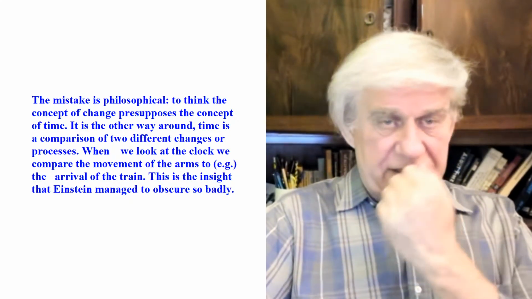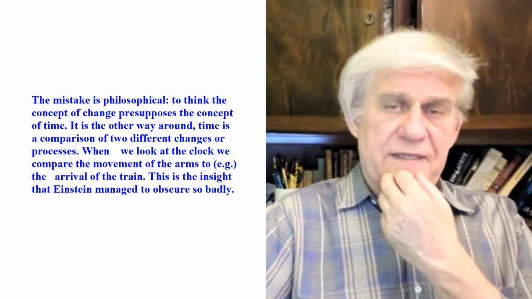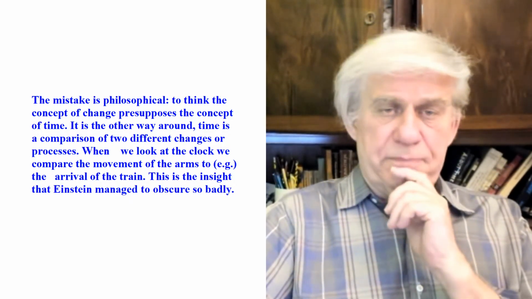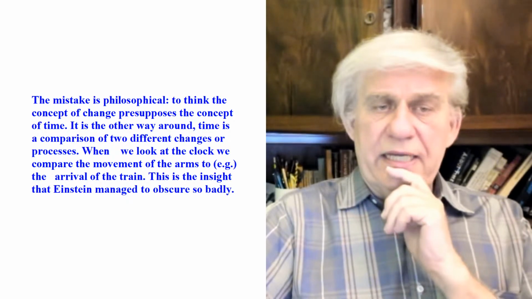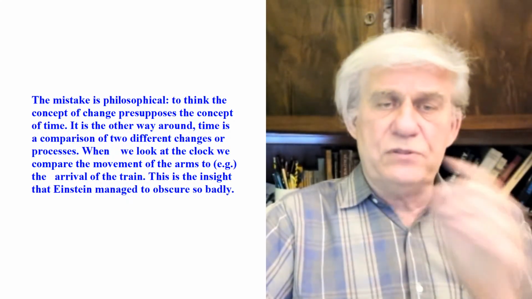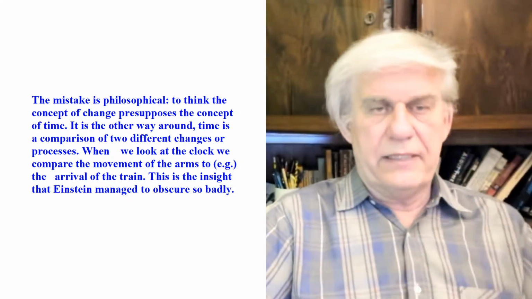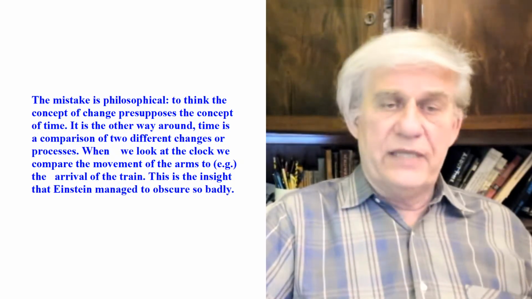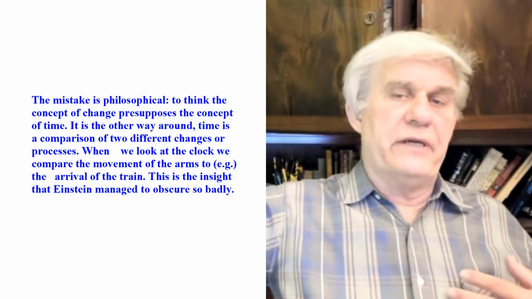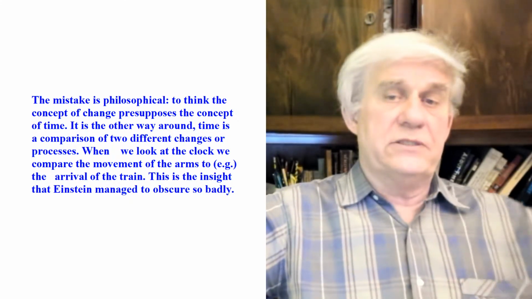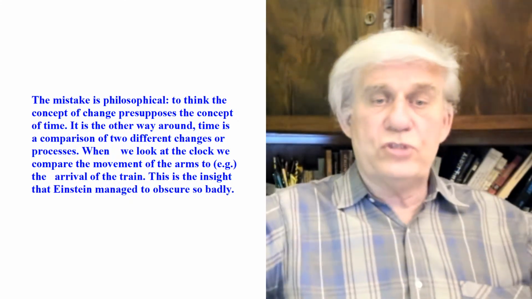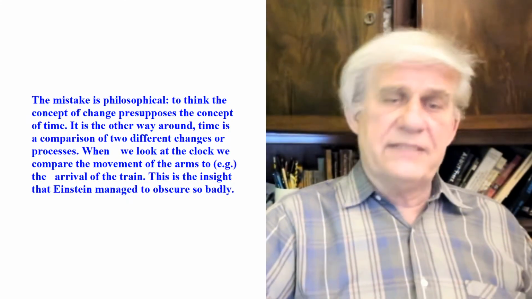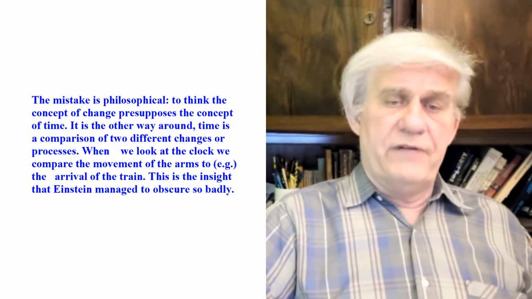But the mistake is philosophical. He's referring to this time dilation, okay? To think the concept of change presupposes the concept of time. Yeah, it is the other way around. Time is a comparison of two different changes or processes. Right on the money. When we look at the clock, we compare the movement of the arms to, for example, the arrival of the train. Correct. That's what you're doing. You're comparing the hands on the clock to the motion of the train. You're comparing two motions. That's what time is, a comparison of two motions. Period. We're done. This is the insight that Einstein managed to obscure so badly. Yeah, this fellow got it right on the money.